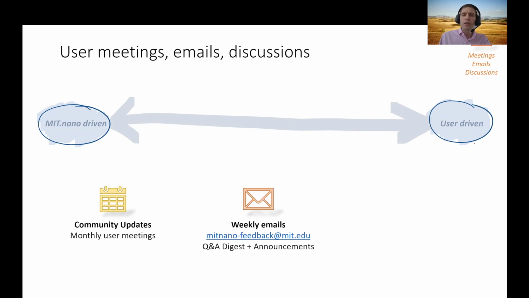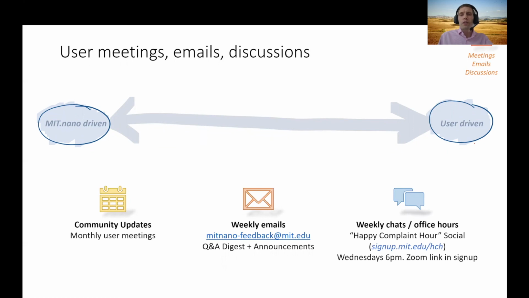But then, in addition to that, we really just are lacking the user-driven communication. So for that, we've added weekly chats or office hours, or I'm going to call them for now the Happy Complaint Hour social. You can sign up for that. It's every Wednesday at 6 o'clock. Sign up for it on this link over here.